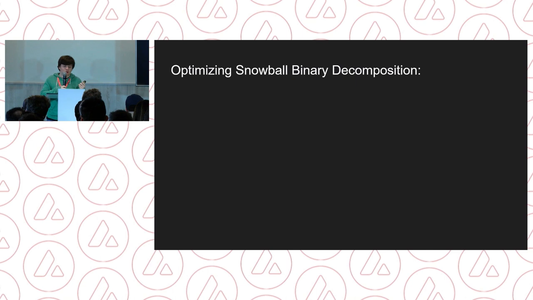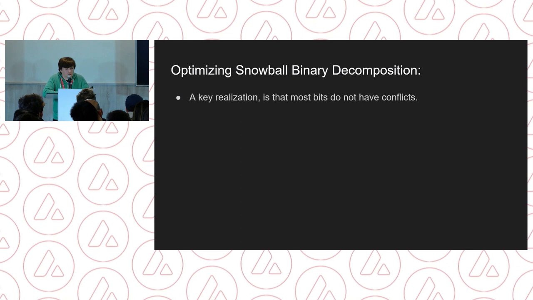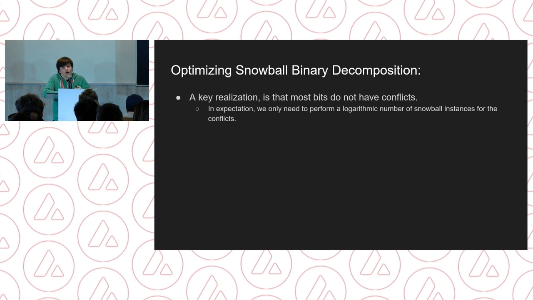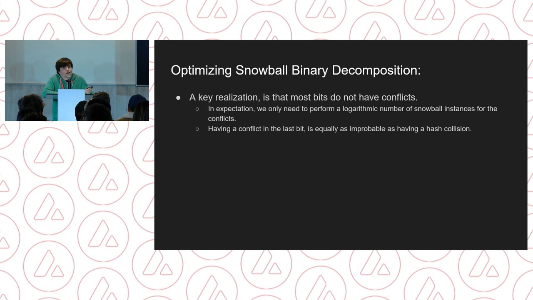Now, I said earlier, when you're facing a tough engineering problem, try to avoid it. I lied. Sometimes you can optimize the hell out of it. So a key realization here is that, in fact, when you have 256 bits, most of the bits don't actually have conflicts. In expectation, with hash-based algorithms, the first bits might have a lot of conflicts, but as the number of matching prefix bits grows, in expectation it becomes significantly less likely. And in fact, having a conflicting bit in the last hash position is just as unlikely as having a hash collision, which Bitcoin, Ethereum, and basically all other networks almost dismiss as impossible.